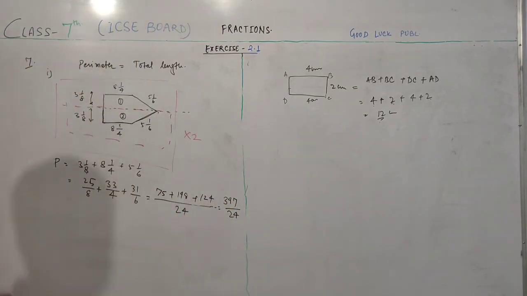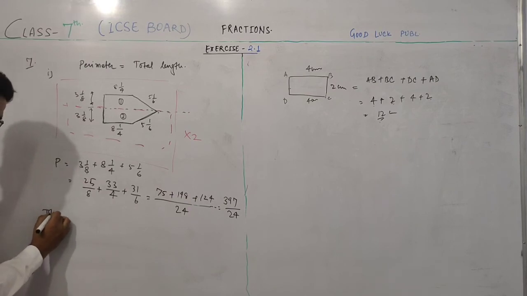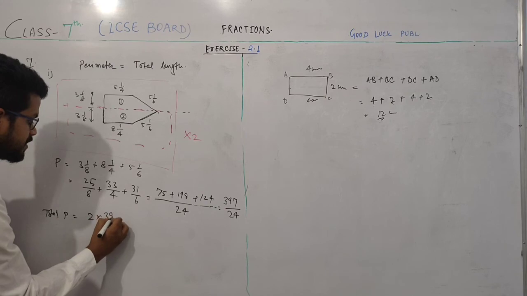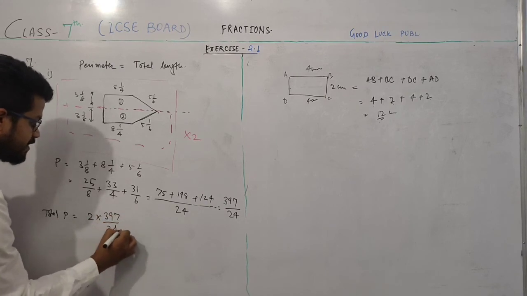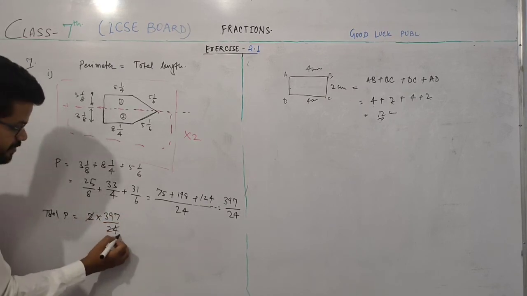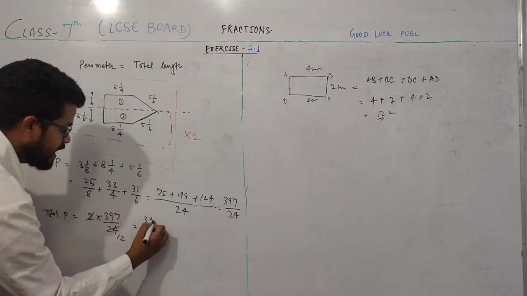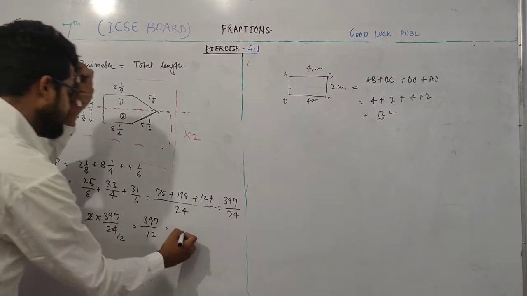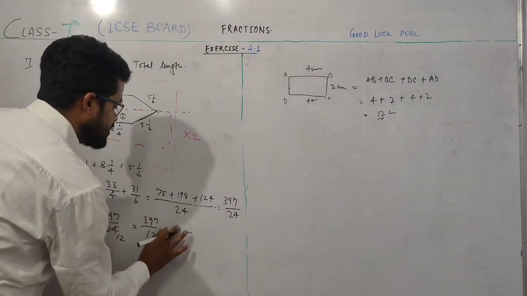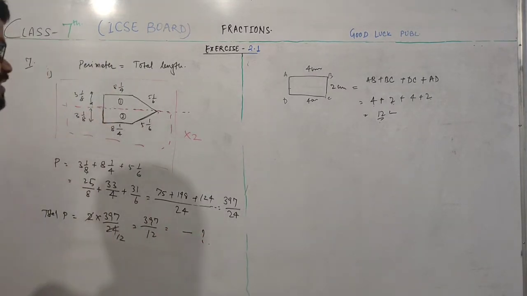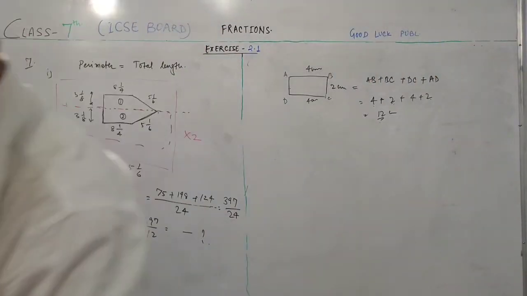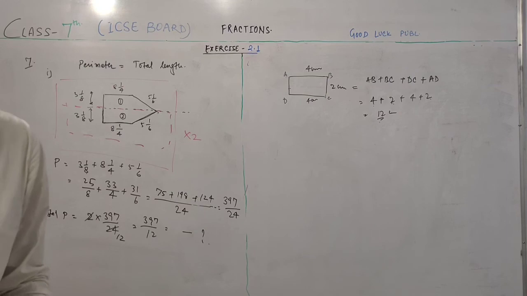That gives 397/24. So the total perimeter equals 2 times 397/24. This is 397/12. Now convert this into a mixed fraction and you will get the answer. This is question number 7, first part.